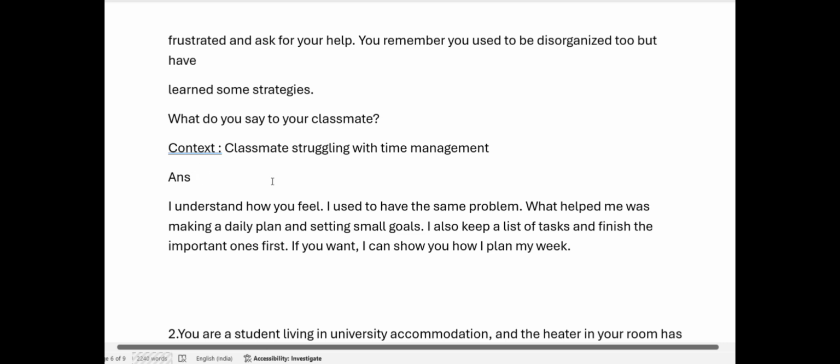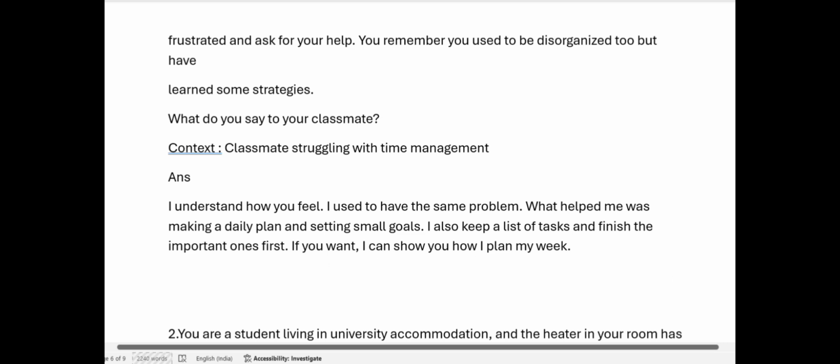Now our sample answer. I understand how you feel. I used to have the same problem. What helped me was making a daily plan and setting small goals. I also keep a list of tasks and finish the important ones first. If you want, I can show you how I plan my week. Very clear and to the point, right?